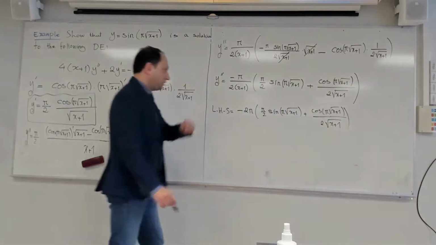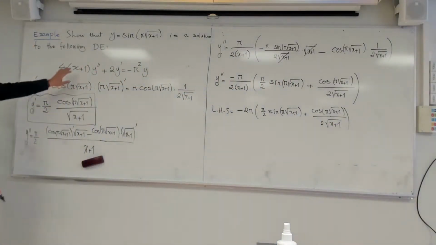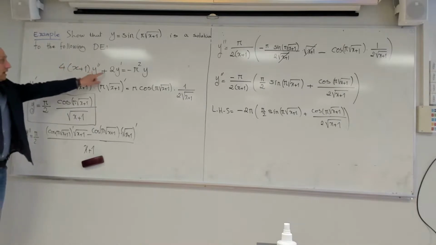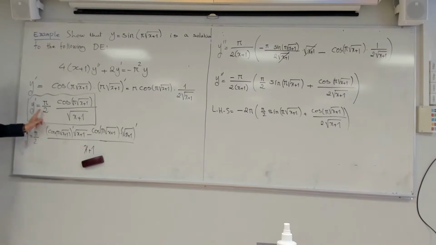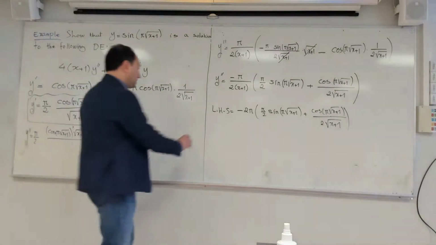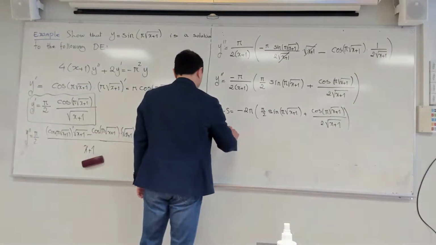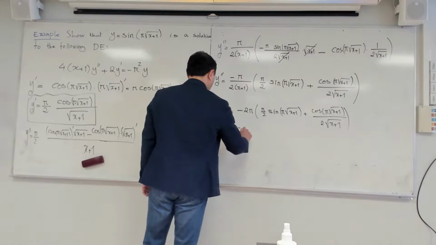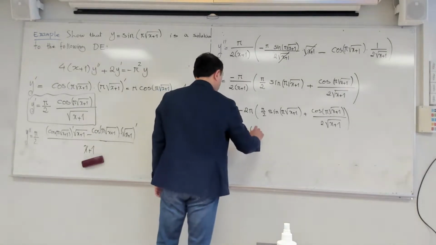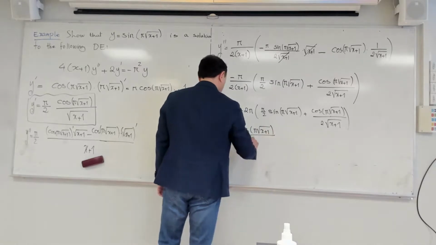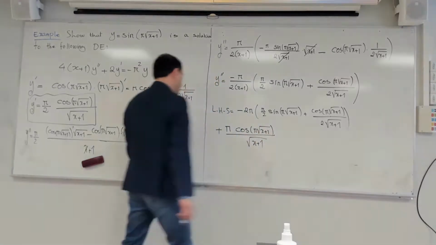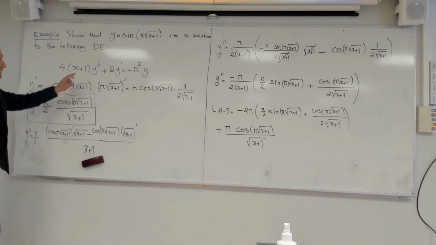Yes? So do you agree with me now? I multiplied y double prime by this. Then I need to multiply my y prime by 2. Y prime is here in front of me. I multiplied by 2. That 2 will cancel. This 2 pi is left. So I would write plus pi cosine pi square root of x plus 1 divided by square root of x plus 1. Yes? So this is 2y prime.